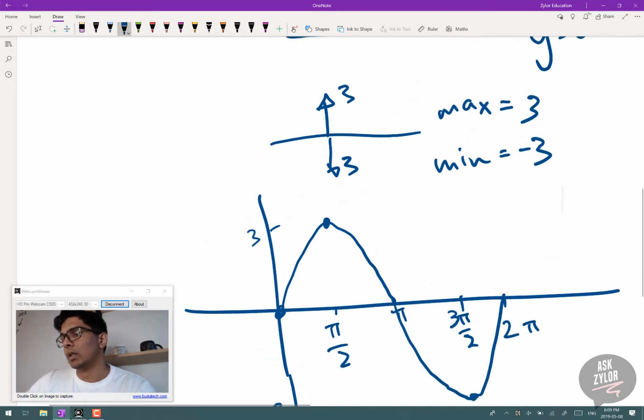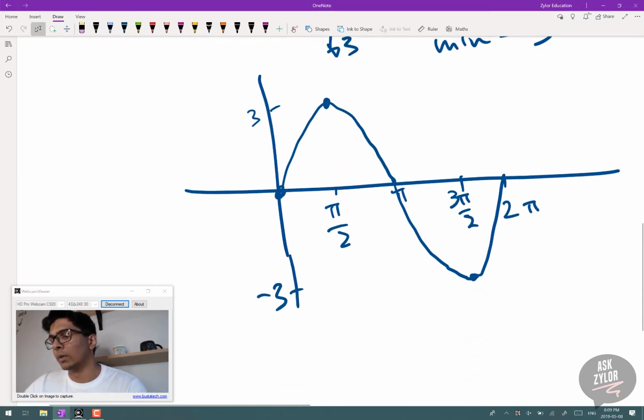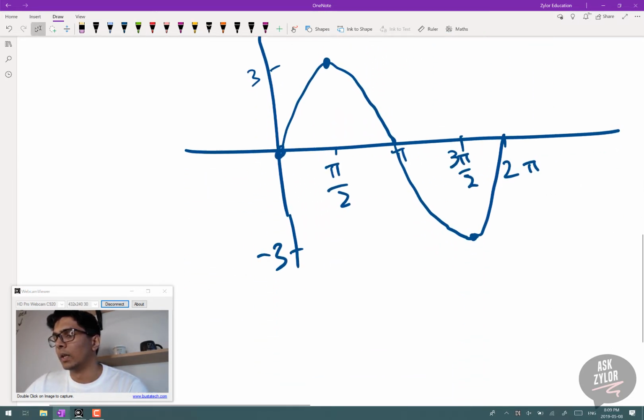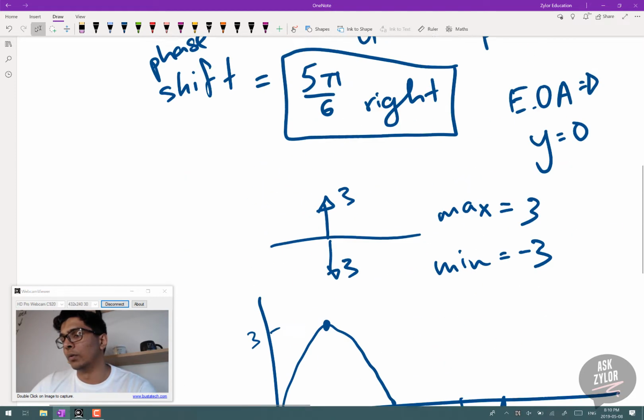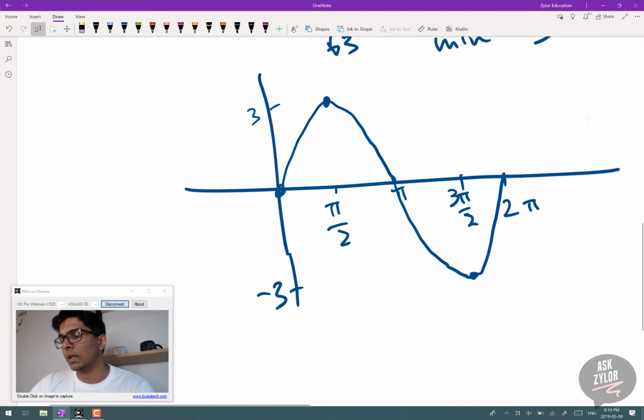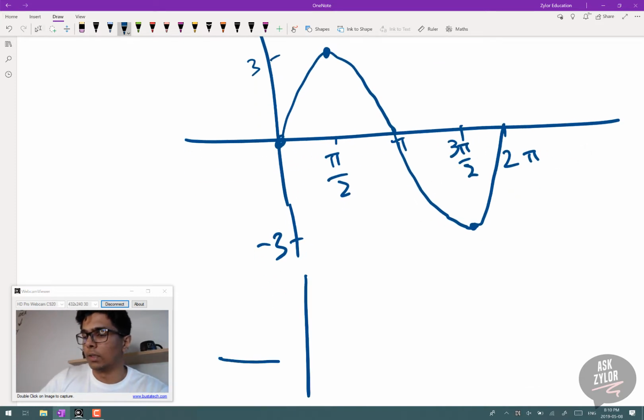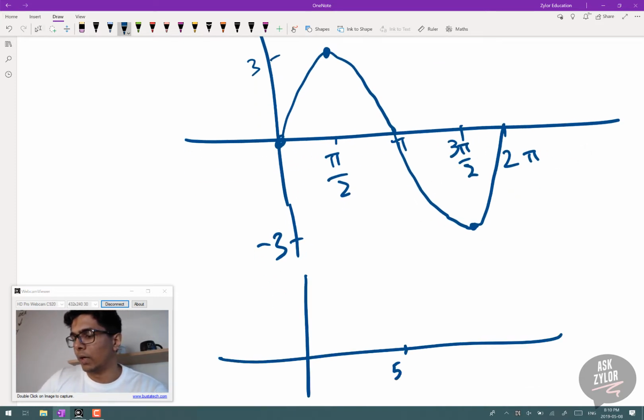Right? So this is not accounting for the phase shift. Right? Phase shift meaning I'm moving my entire function 5 pi over 6 to the right. So let's go ahead and draw what that looks like. So if this is 5 pi over 6, I'm going to start there because this has been shifted 5 pi over 6 to the right.